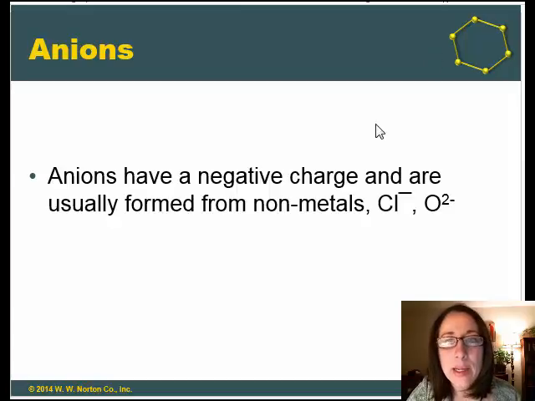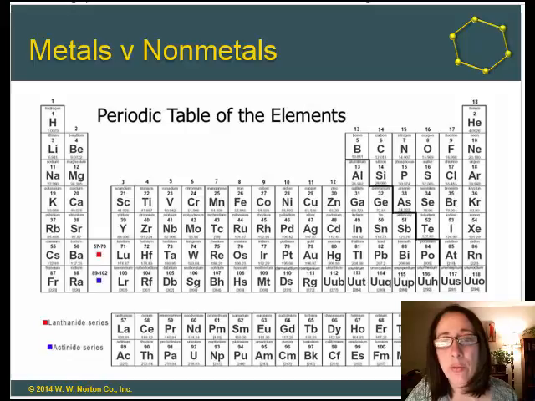Anions, on the other hand, have a negative charge and are usually formed from nonmetals, such as Cl-, chloride, or O2-, oxide. So if you're wondering how do you tell the difference between a metal and a nonmetal, all you have to do is look at the periodic table. Metals are on the left-hand side of the periodic table, and nonmetals are on the right-hand side. And there's a color-coded periodic table in your textbook.